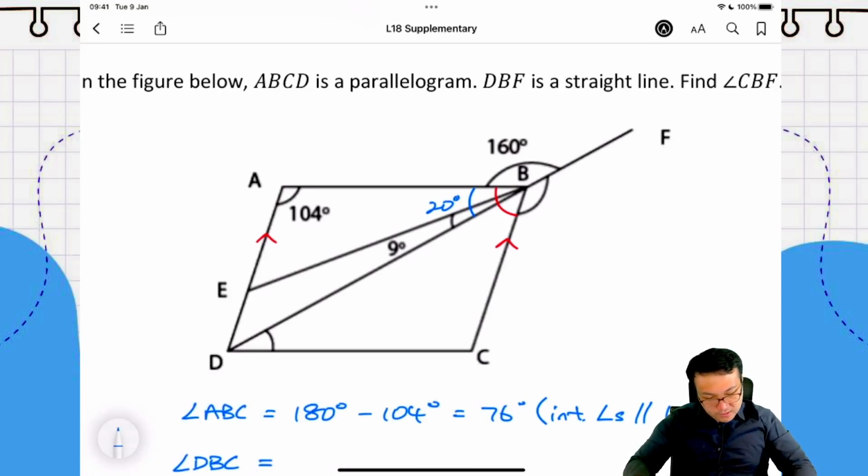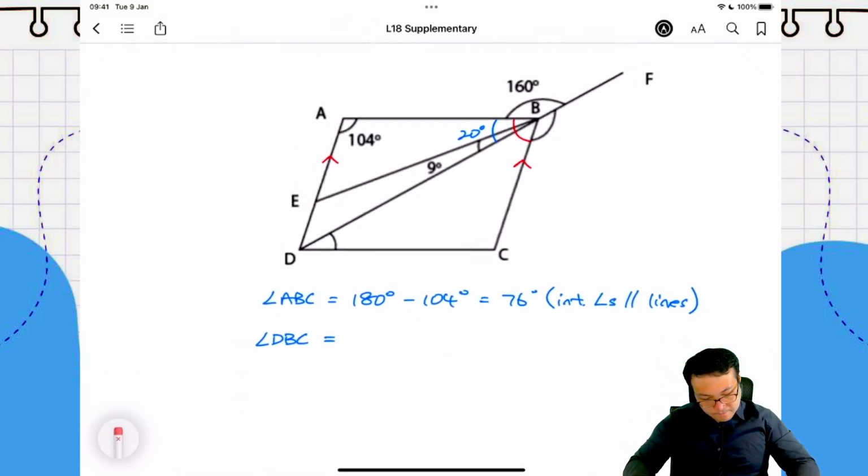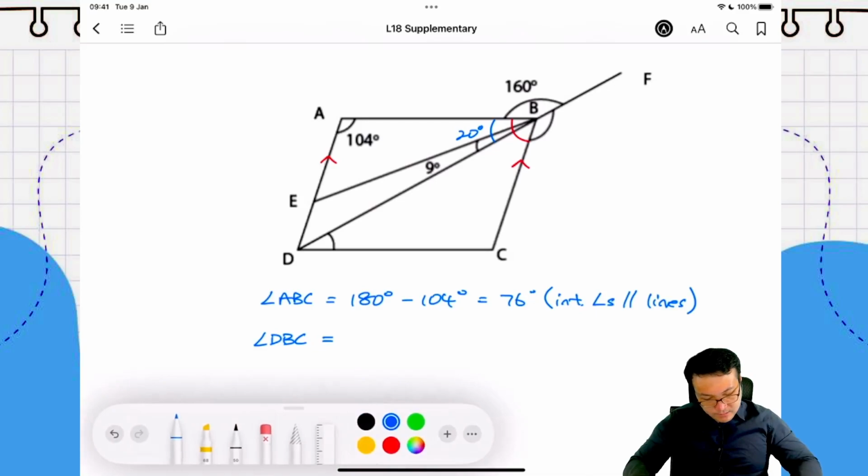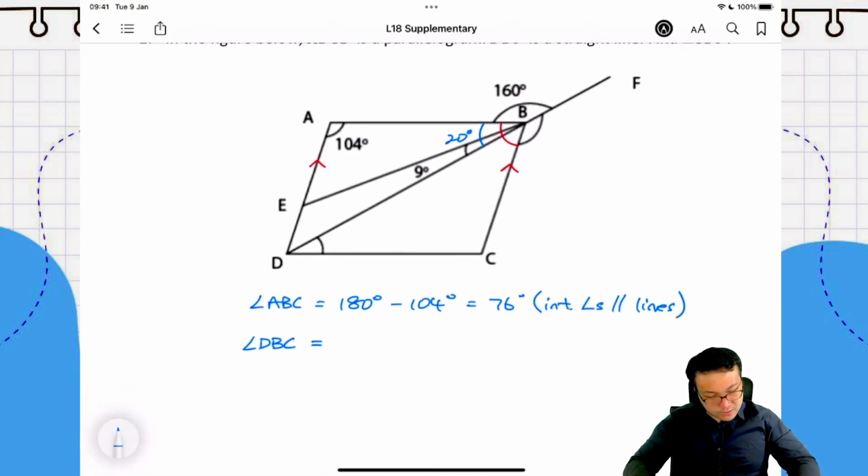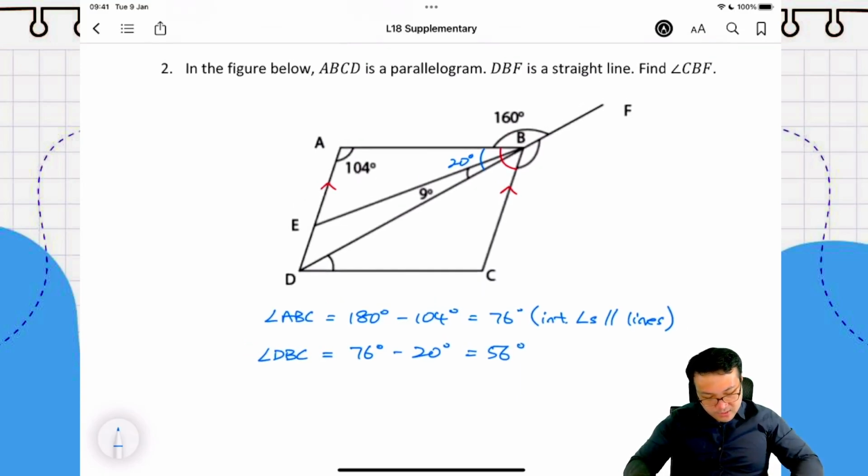So can we find angle DBC? What is angle DBC here? We already know ABC is 76, right? So what is DBC? 56. Yes. Good. Now we can finally find angle CBF.